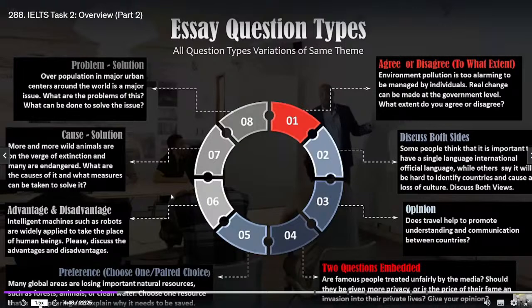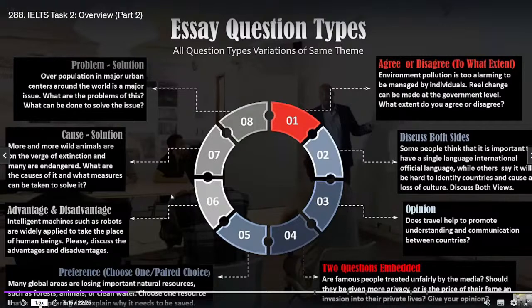Then you have a preference question where you have to choose one out of a list, or you may have a paired choice where you have to choose between 2. And also be aware that it's possible to have a question where you have to choose from 3 or 4 items. That was something that they used to do on the exam a long time ago, but be aware because anything they've done in the past, they can bring up again.